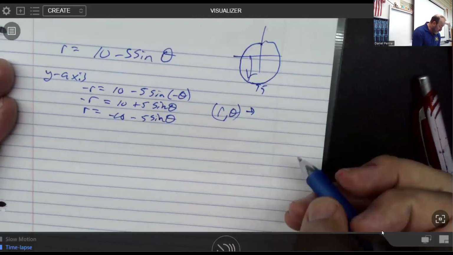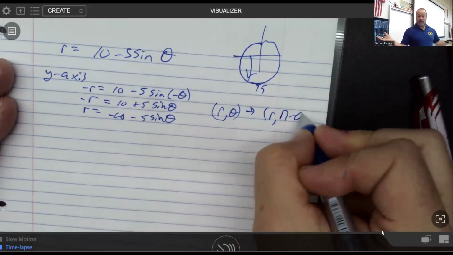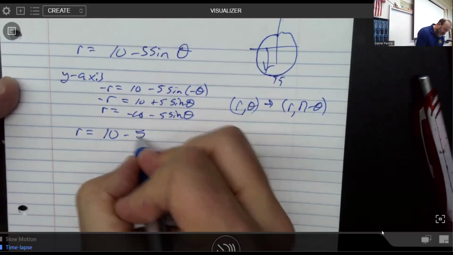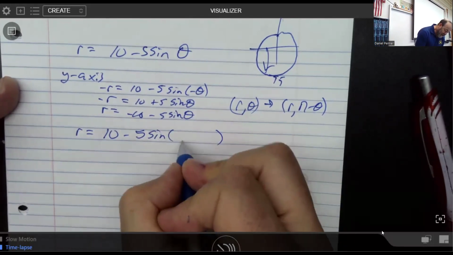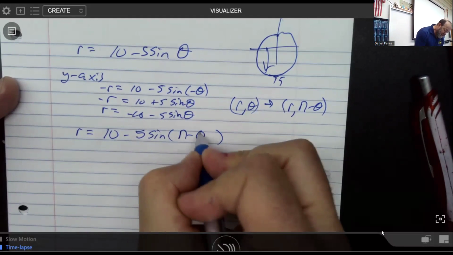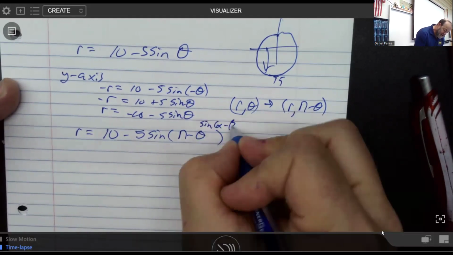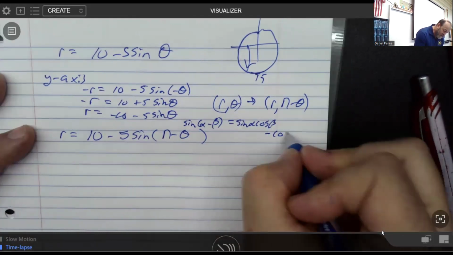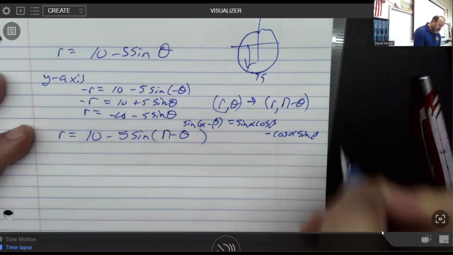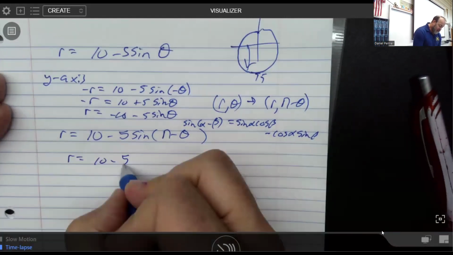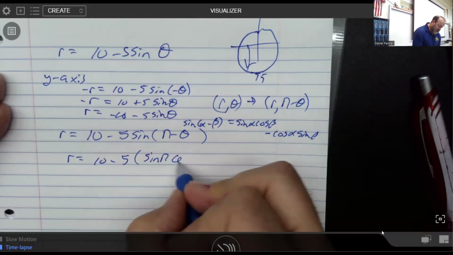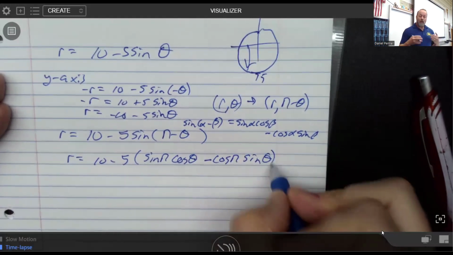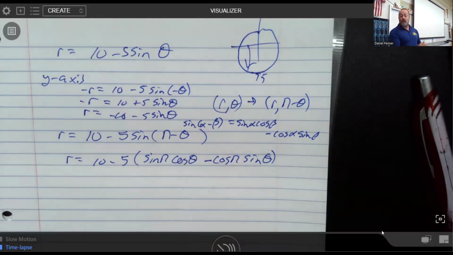I'm going to replace r and theta with r and pi minus theta. So that's where we go. So I'm going to replace r with r. I'm going to replace sine of theta with sine of pi minus theta. Now again, whenever you have the sine of the difference of two angles, it's the sine of the first cosine of the second minus cosine of the first sine of the second. And hopefully, by doing some quick math, we're going to get the right things.